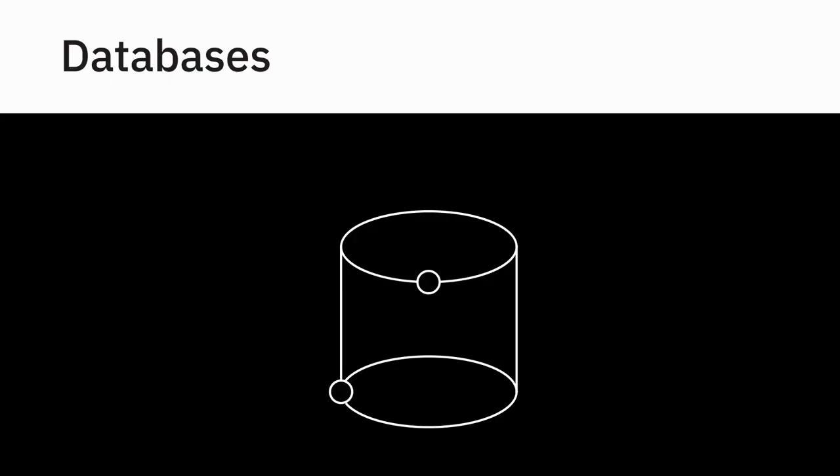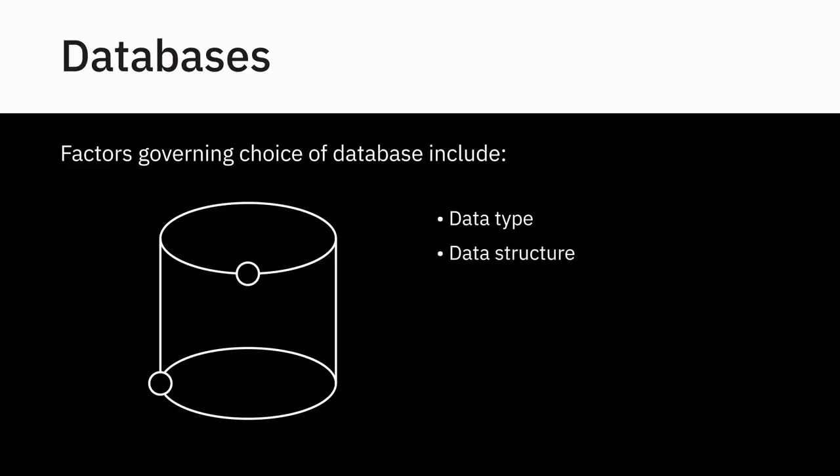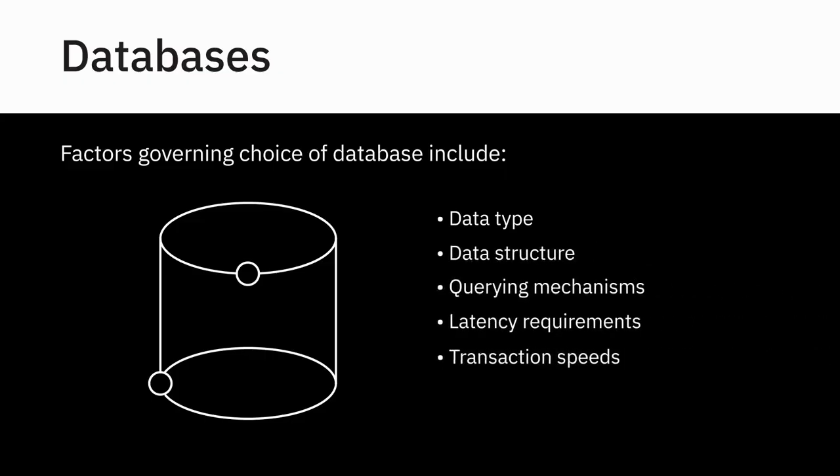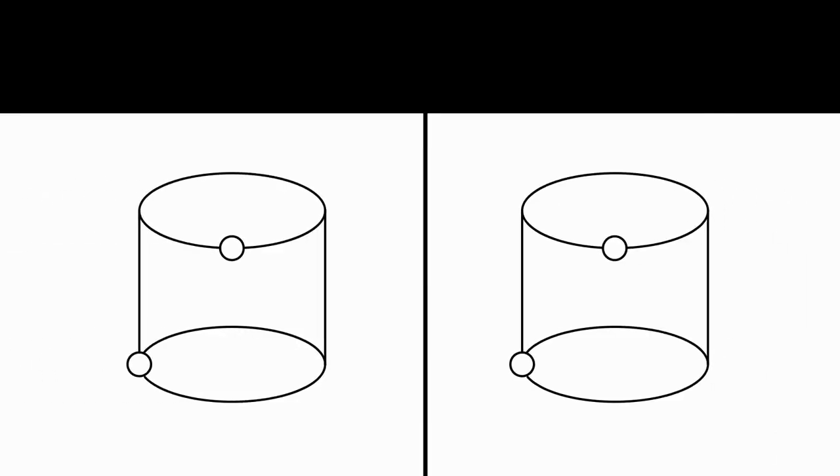There are different types of databases. Several factors influence the choice of database, such as the data type and structure, querying mechanisms, latency requirements, transaction speeds, and intended use of the data. It's important to mention two main types of databases here: relational and non-relational databases.